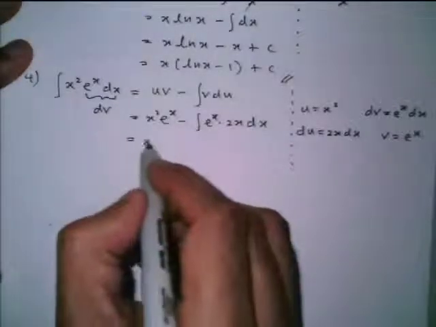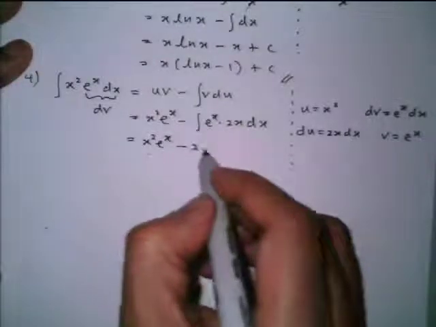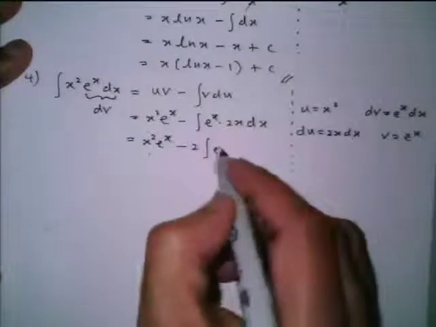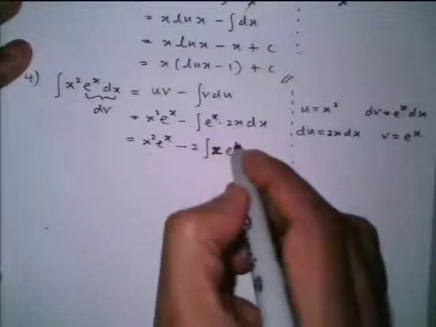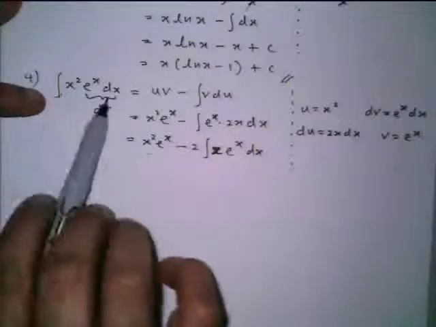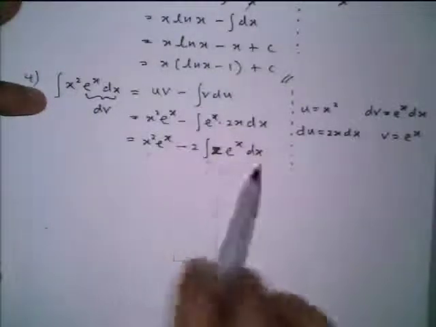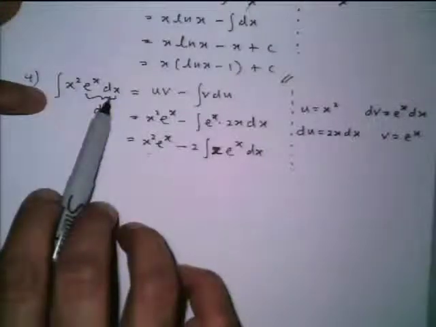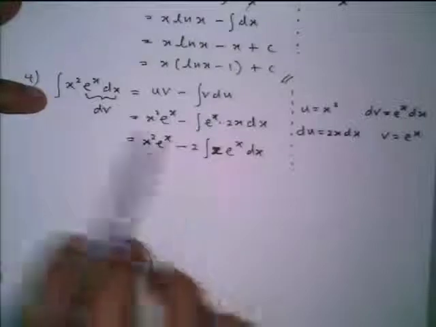So you can simplify, so x squared e^x. If you take 2 out, you can get x e^x dx. Now what happened? You start with this integral, you end up having another integral, but this is simpler than this one. Is that right? You start with x squared. What do you have now? X. So this is simpler than this one.